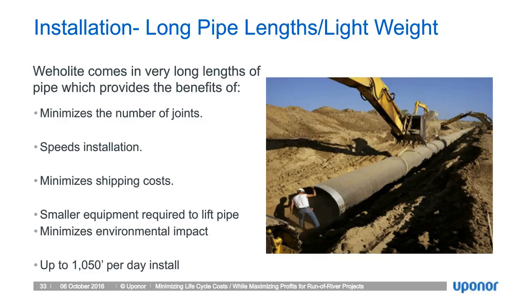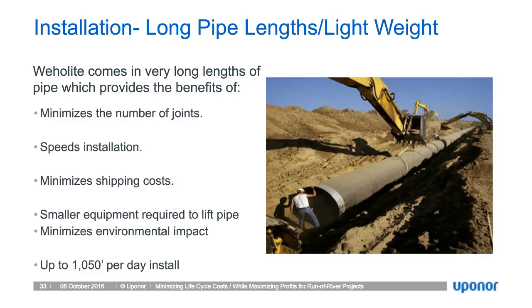Installation, long pipe lengths. Whalite comes in very long lengths of pipe, which provides the benefits, of course, of minimizing the number of joints through longer lengths. It's going to speed up the installation, and that minimizes shipping costs. And obviously, smaller equipment is required to lift this pipe into place because it is so light, about 1/10 that of concrete, so we don't need cranes on the site. That's very good because when you're on a hydroelectric power project on the side of a hill, you don't want to be lifting heavy pipe. And in some instances, we've been able to get over 1,000 feet of pipe installed per day.